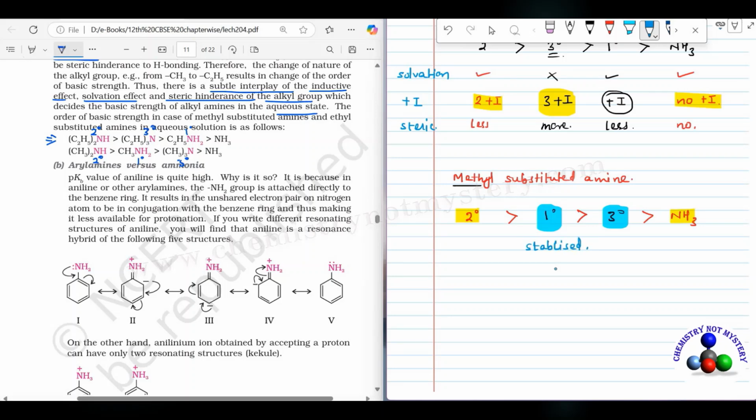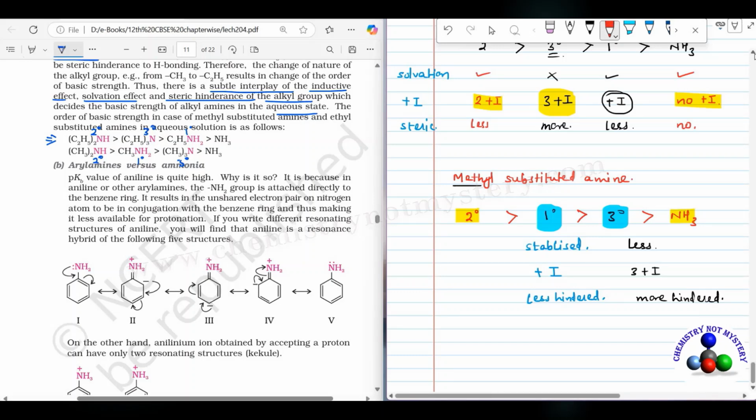It is stabilized and there is one plus I effect and it is less sterically hindered. So we can write here less hindered. While in case of tertiary alkylamine, it is less stabilized by the solvation. There are 3 plus I effects and it is more hindered.